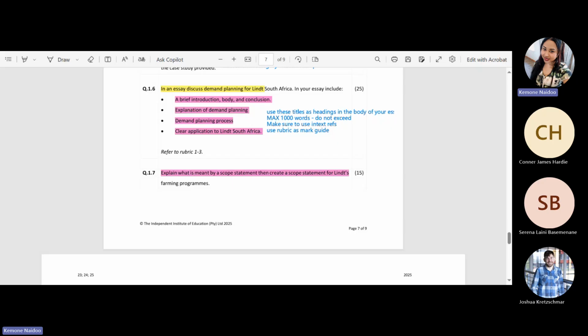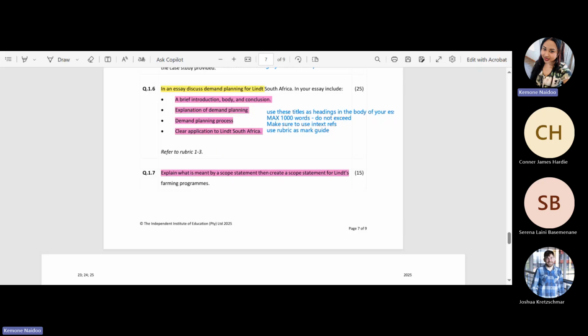So you know your demand planning process? Take that process and apply it to Lint. So even if you don't get information exactly on what Lint's demand planning process looks like, when you don't know that information, all you have to do is go to the steps and then apply those steps to Lint. So if you start with the forecast for your demand planning process, then talk about how Lint will most likely start with a forecast of past sales, okay, or maybe historical data that they have.